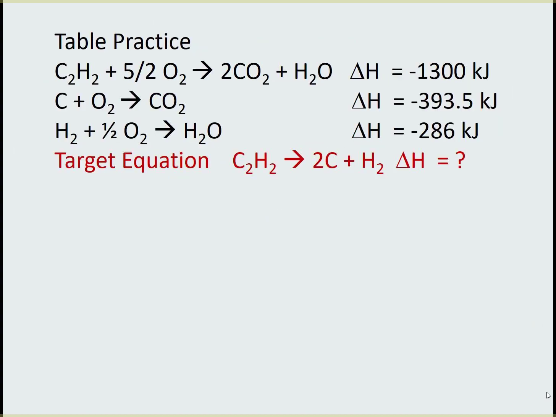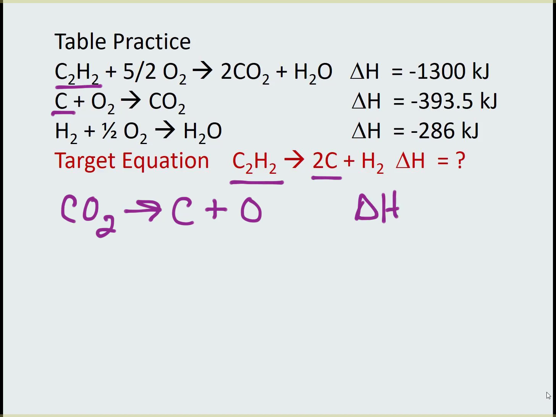Okay, let's do another problem so that you can get some more practice here. So here's our target equation. We have C2H2. That matches up with the first one, and I see that I have it on the correct side and I have the correct amount. So I'm just going to leave that one as is. Let's go to the next one. I have 2C. That matches up with this equation. It's on the incorrect side though, so I need to reverse it. So CO2, arrow, C plus O2, and that will also change the sign on the delta H.